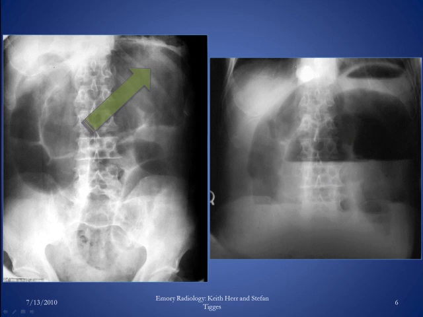Note also a long air fluid level within the dilated cecum in this upright abdominal radiograph, representing a buildup of colonic fluid layering under air which are trapped within the volvulus.